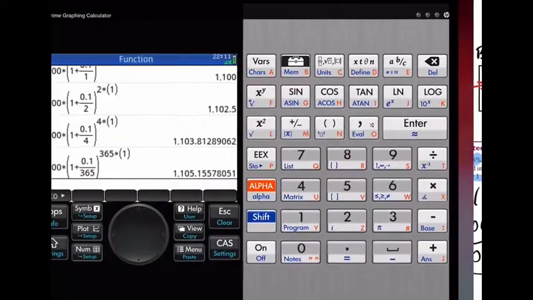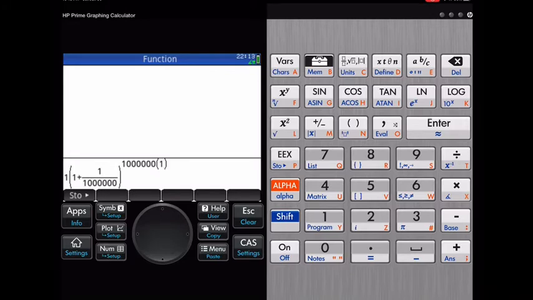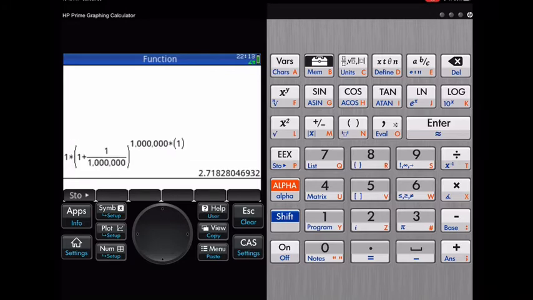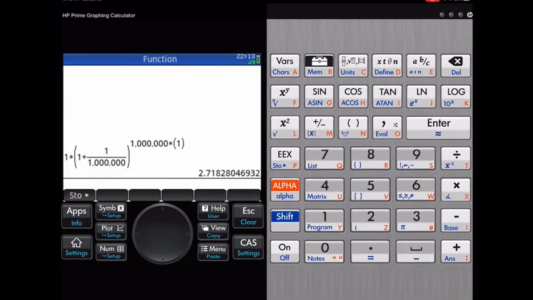So let's go to our calculator. I'm going to get rid of all this stuff. So 1 times 1 plus 1 over 1,000,000, and that's to the 1,000,000 power, and that's going to be times 1. Let's see. Oh, that's interesting. It says 2.71828. That's really weird. So notice how this became 2.71828. What happens if I make it 10 million?